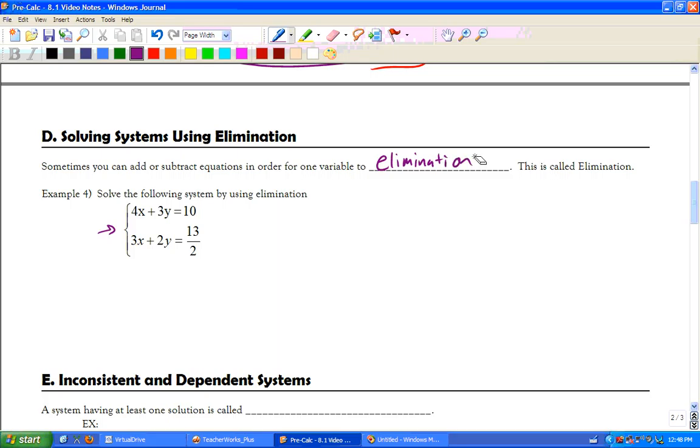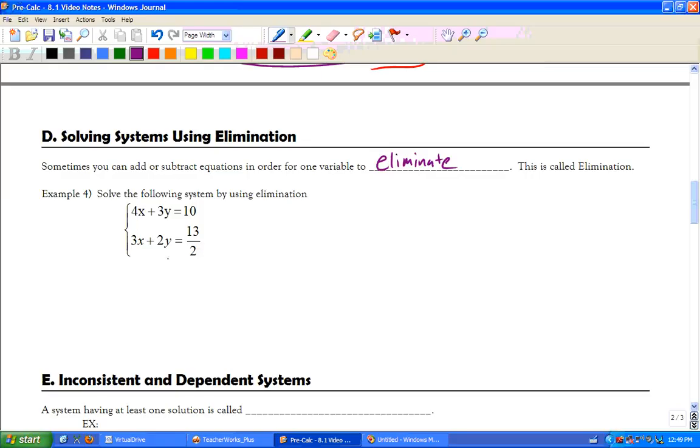Sometimes "to eliminate" is the actual word, but the process is called elimination. So what we're going to try to do is get the coefficients to match up. It doesn't really matter which one. We can get rid of the x, we can get rid of the y's. But all we need is to have the absolute values of the coefficients be the same. We can either add or subtract, whether it's positive or negative, as long as the absolute values of the coefficients are going to be the same.